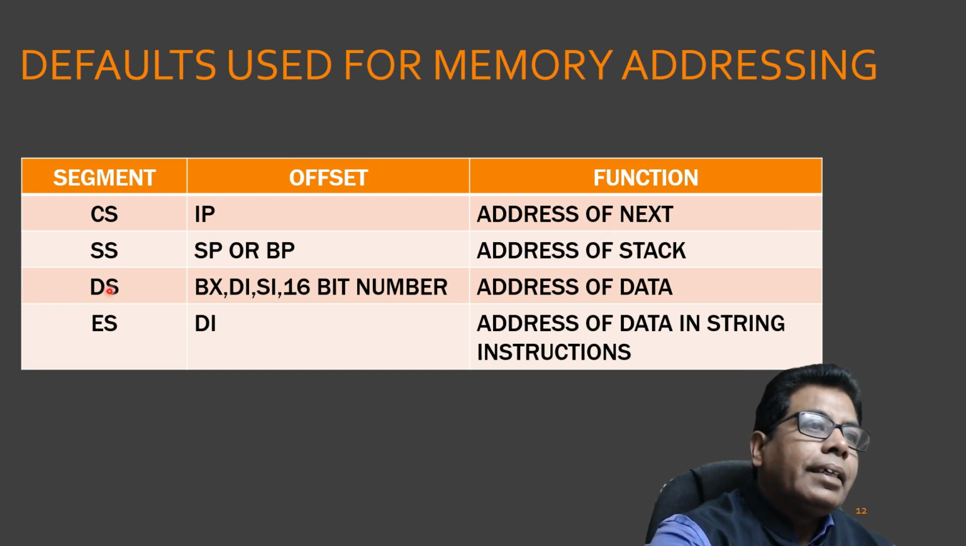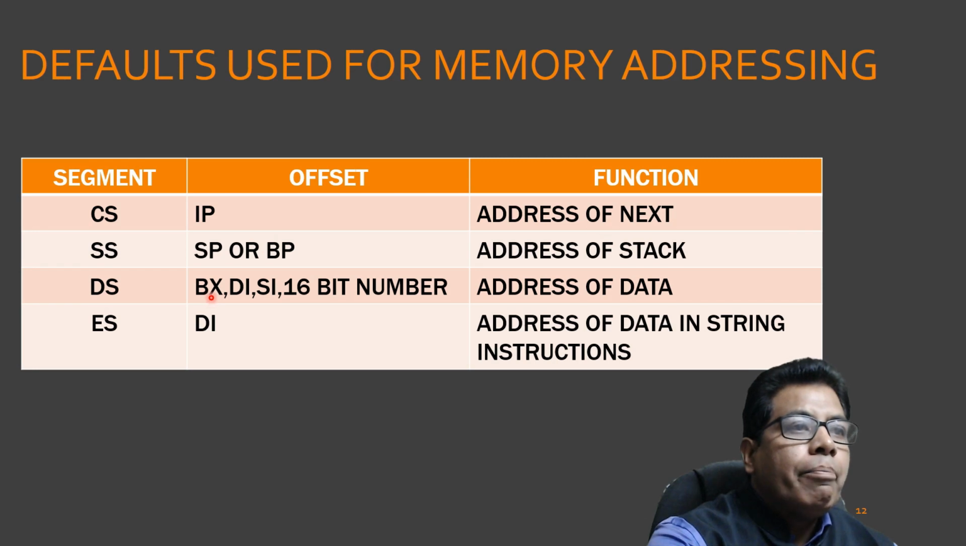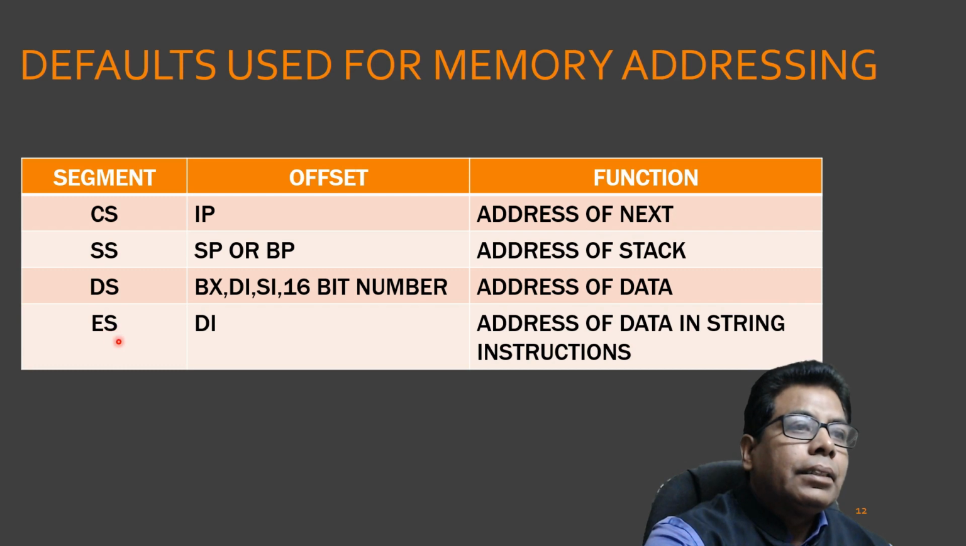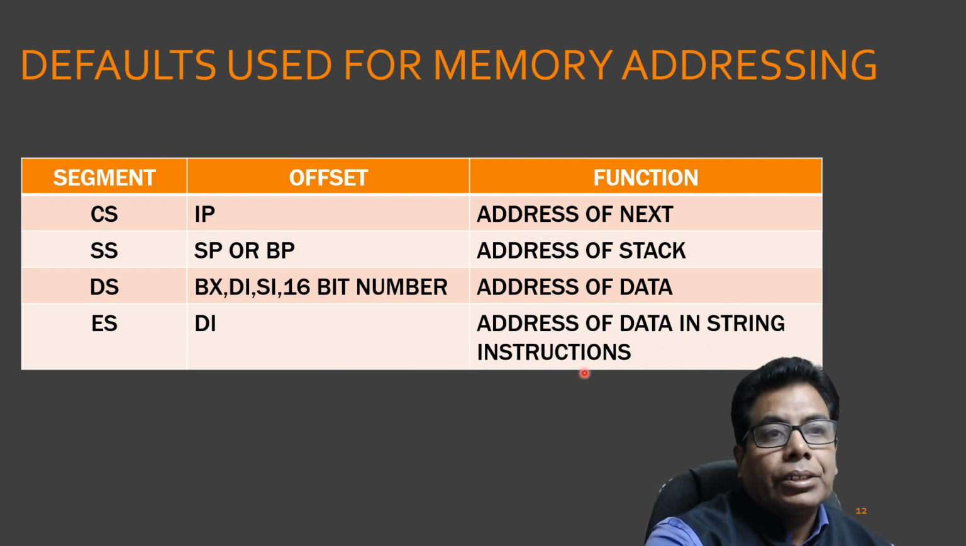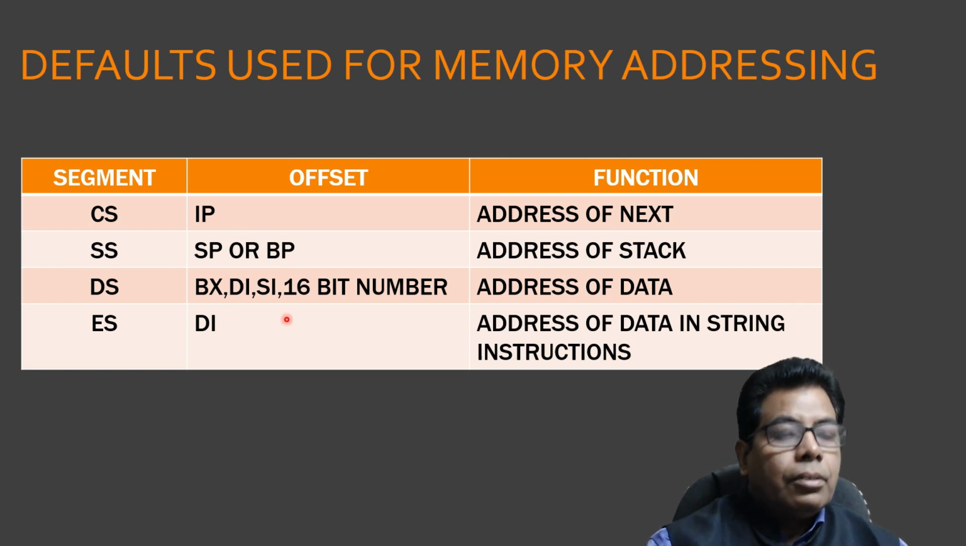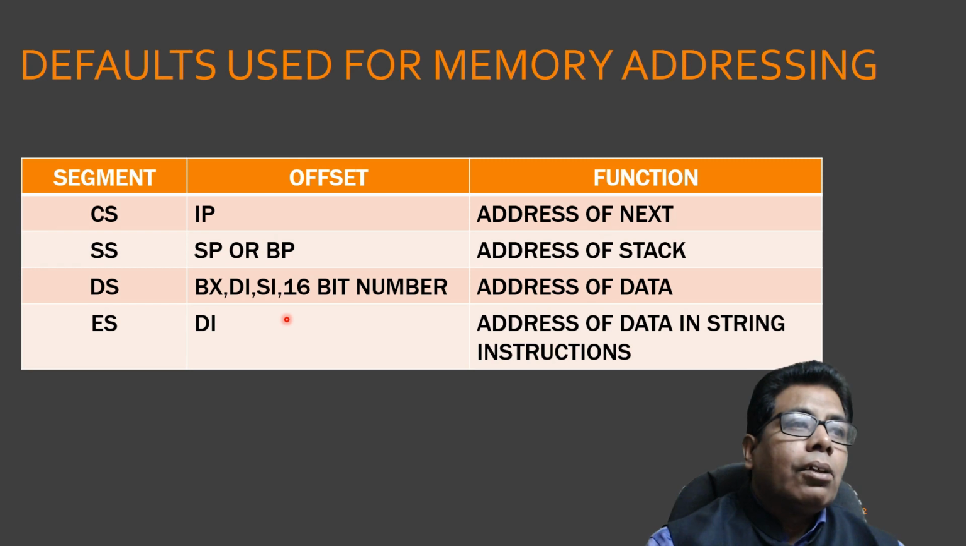Then DS, data segment, it may use BX, base register, DI, destination index, SI, source index, or a 16-bit number. That is also possible. So that will address the address of the data. Then ES, it will use DI as the offset register, and it is for the address of data in string instructions. So these are the default offset registers along with the segment registers.